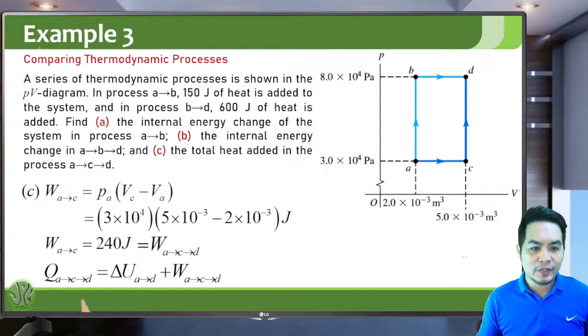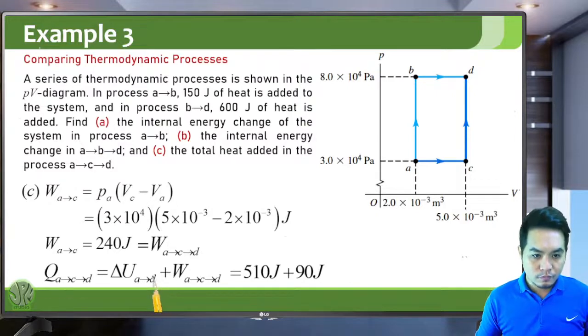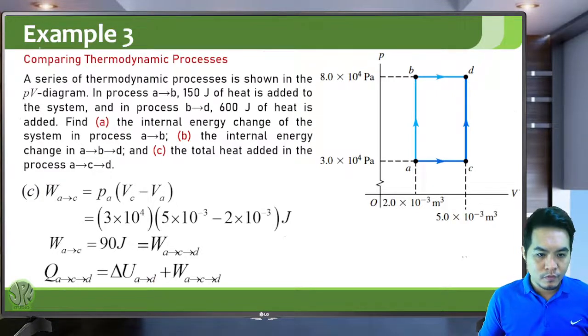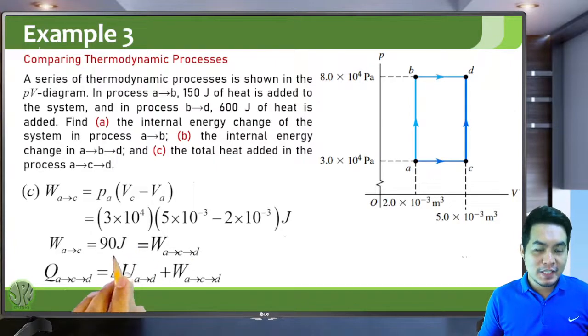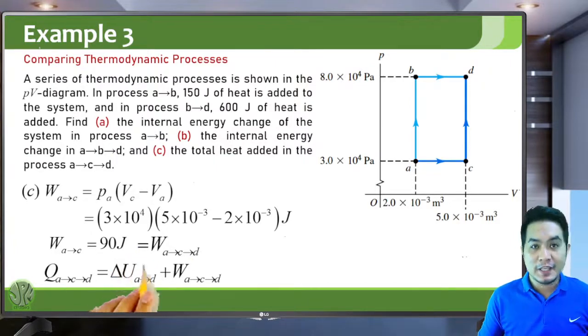So we can now solve for the heat added in the process A to C to D. So it's just a change in internal energy, which is 510 joules. We have solved this in letter B. Plus, so sorry, I made an error. The work done from A to C is just 90 joules. And this represents the work done from A to C to D.